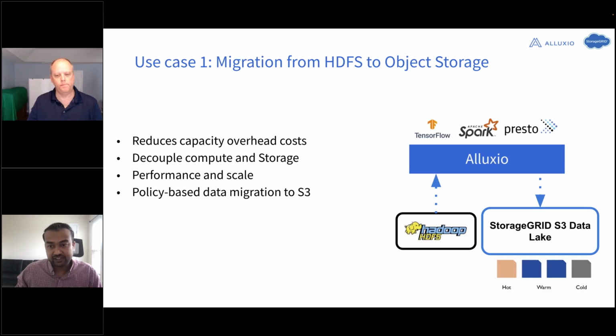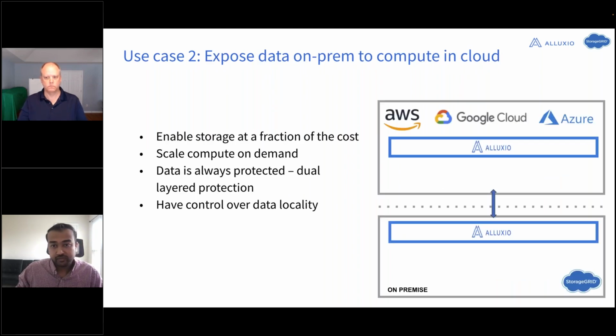Your active data that is being looked at can be stored in the hot tier or a performant tier. And you can slowly retire that data to a cheap, deep archival tier. And you can also leverage public cloud for that. Now let's take a look at the next use case.